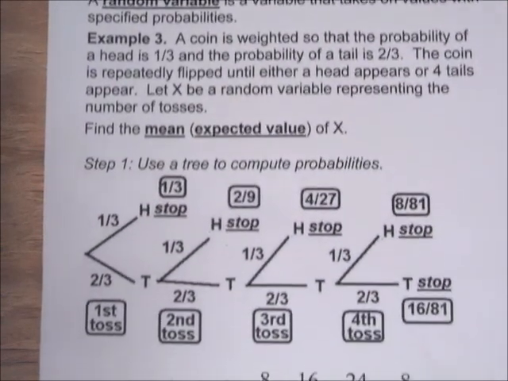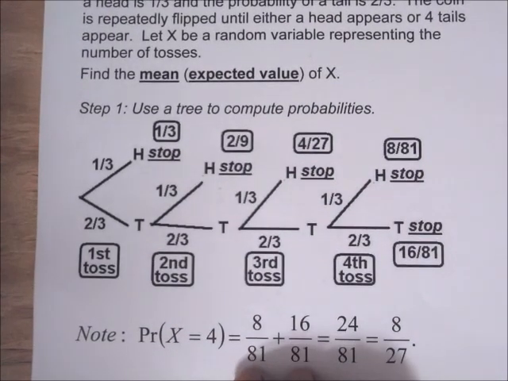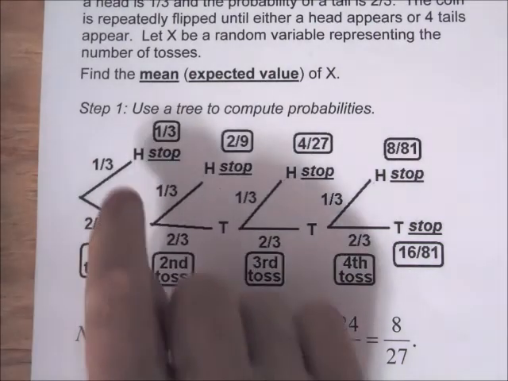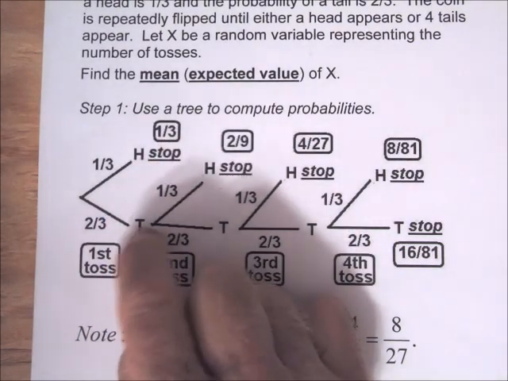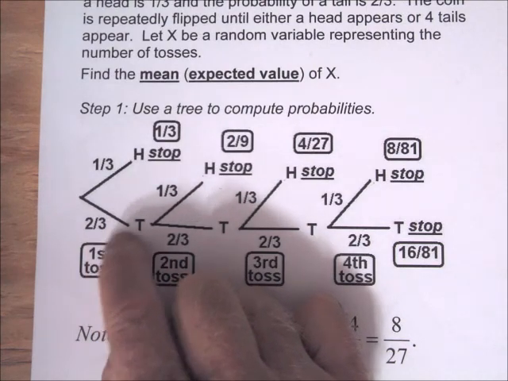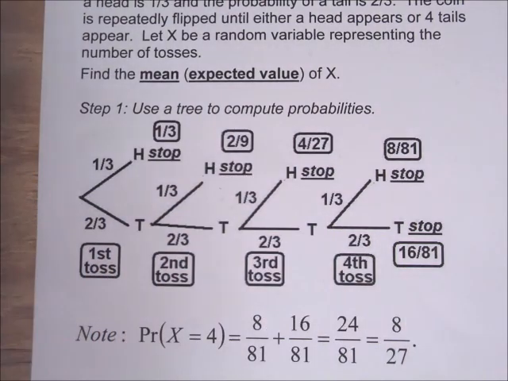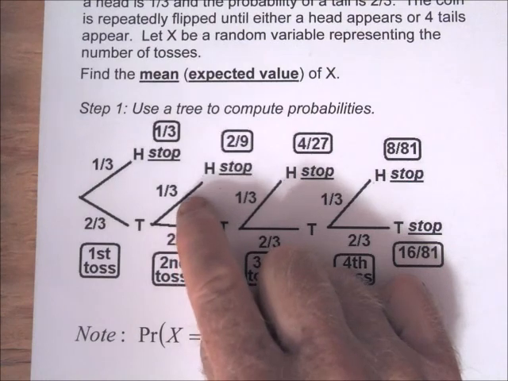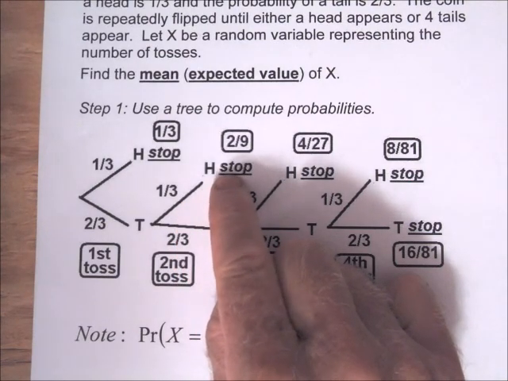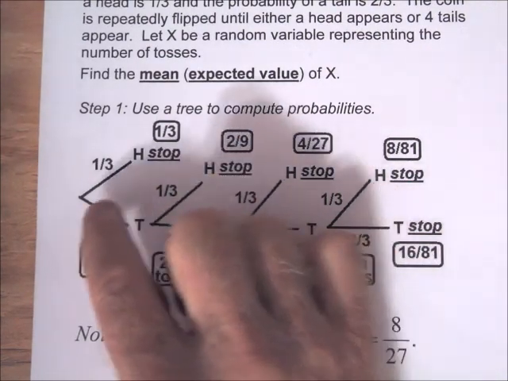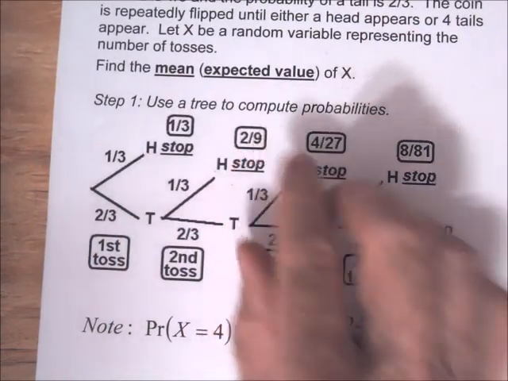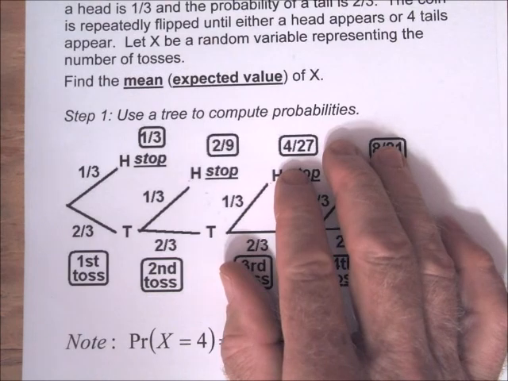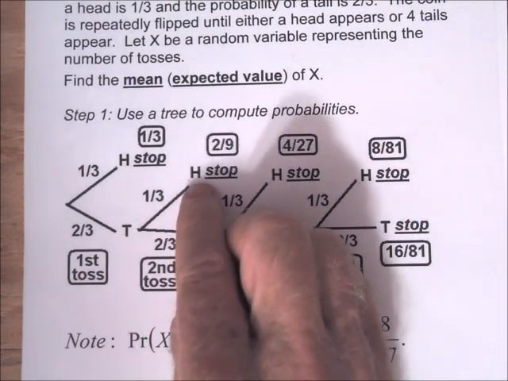And we can use a tree here to compute these probabilities. On the first toss, there's a 1/3 chance that it's a head. If it's a head, we stop. There's a 2/3 chance it's a tail. If it's a tail, we toss again. On the second toss, again, there's a 1/3 chance of it being a head. If it's a head, we stop. And we can multiply along this path here. 2/3 times 1/3 is 2/9. So there's a 2 out of 9 chance of getting a tail followed by a head.